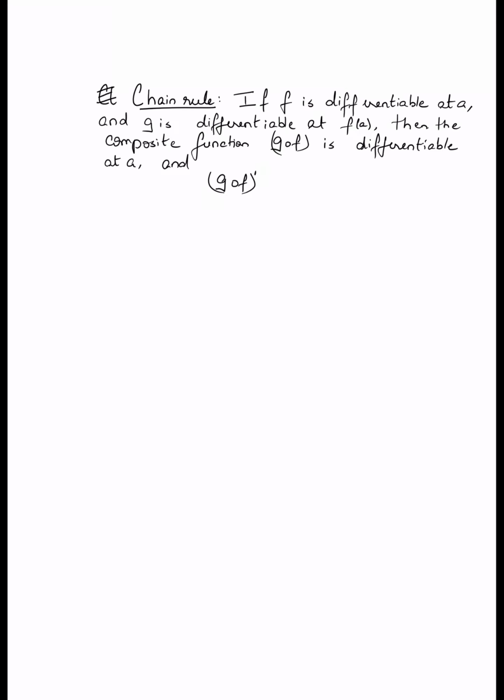The composite function's derivative at a is the product of the derivative of g at f of a times the derivative of f at a. Right? So we have all used this before. This is the familiar chain rule of differentiation. Right? So what we are going to do here is to basically give a formal argument for why this statement holds from first principles. Okay, so let's go through the proof.